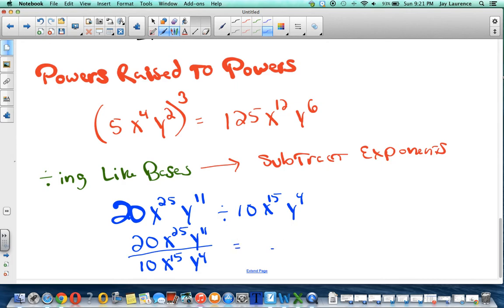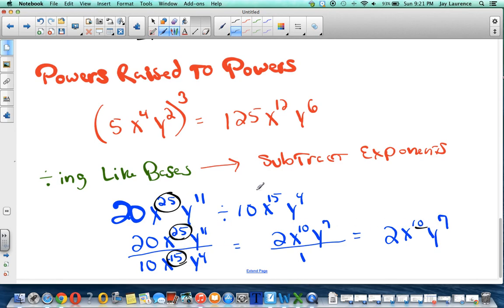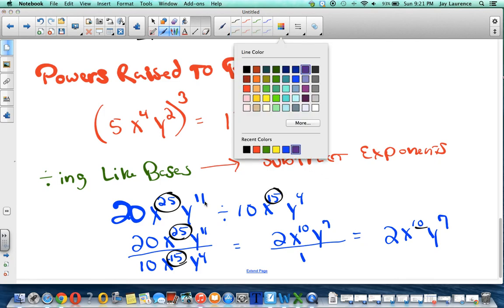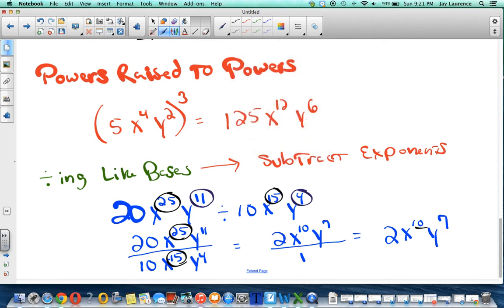We're going to end up with a 2 in the numerator, x to the 10th in the numerator, a y to the 7th. That'll be over 1, and so better yet, it'll just end up being 2x to the 10th, y to the 7th. And if you notice, we had a 25 and a 15, and we ended up with 10. 25 minus 15 is 10. And of course, very similarly, we have an 11 and a 4, and 11 minus 4 is 7.